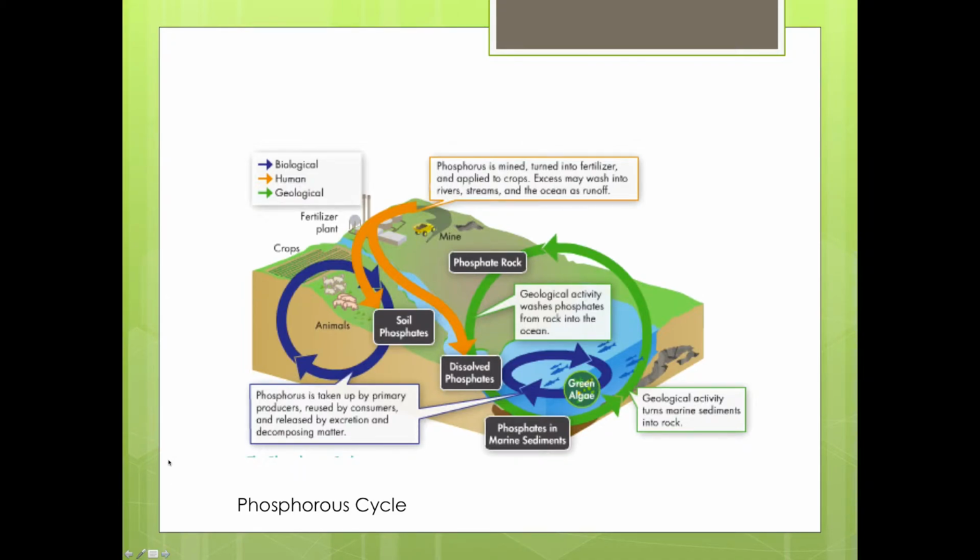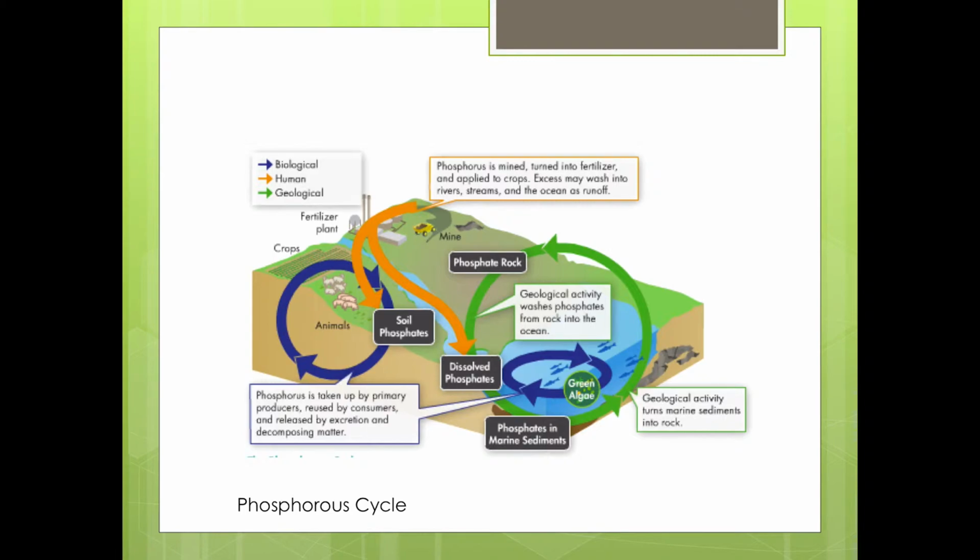Same kind of idea with the phosphorus cycle. Phosphorus is found in DNA and in the bones of animals. And so phosphorus is taken up by the primary consumers, the plants, reused by the consumers, and then it's released and excreted. There's phosphorus in the excrement, and it decomposes and goes back into the soil.